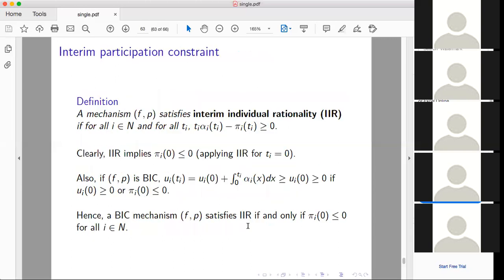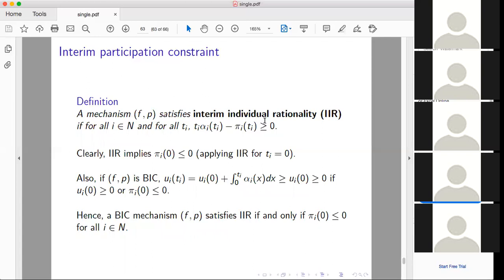Okay, so let me just conclude quickly by telling you about the interim participation constraint. Earlier in the lecture, I told you about the ex post participation constraint, and that was equivalent to pi_0(t_-i) less than or equal to 0. Here you can do the same thing, and the condition will be pi_i(0) less than or equal to 0. So the interim payment of the lowest type is less than or equal to 0.